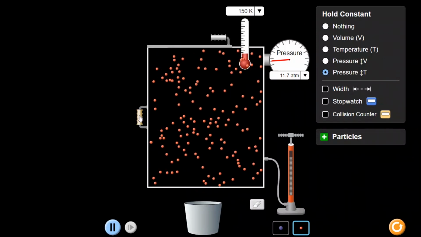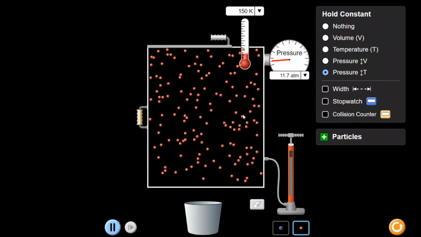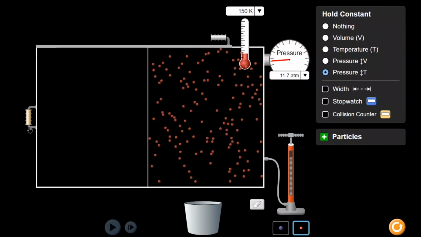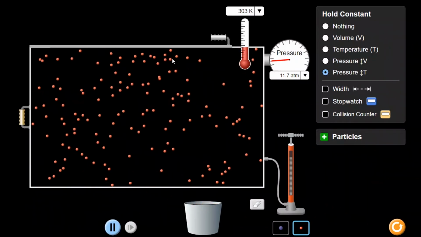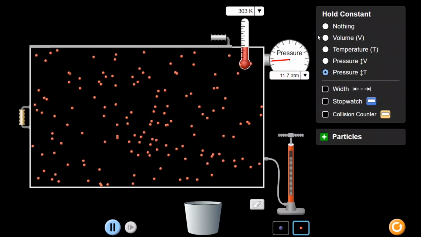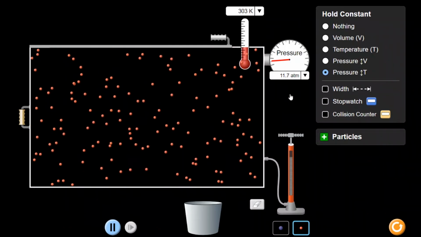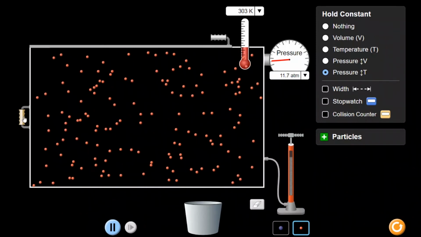Now we're going to play with the volume. All right, we're going to make the container either larger or smaller and see what happens to the temperature, right? So if we increase the volume, what do you think will happen to the temperature? It also increases in order to keep that pressure constant. Okay, if that pressure is to remain constant, then the temperature has to increase to accommodate the volume.